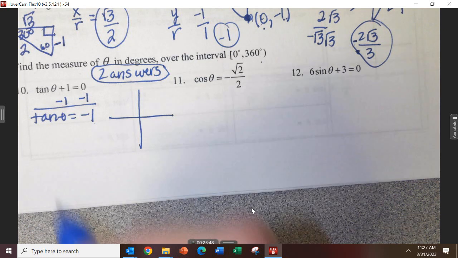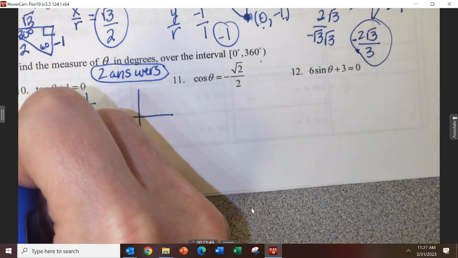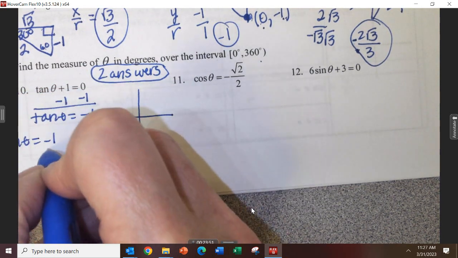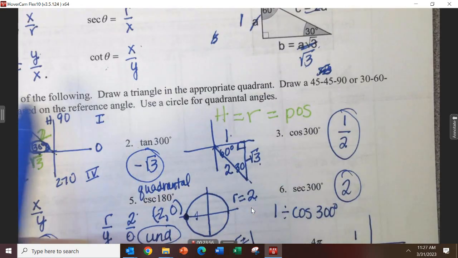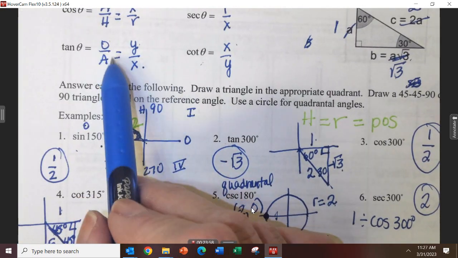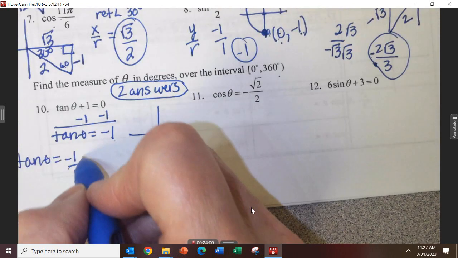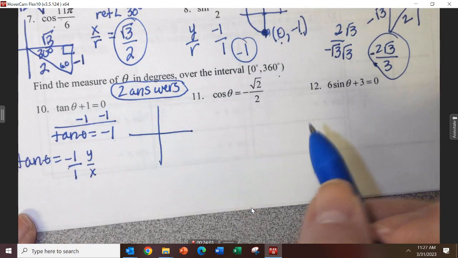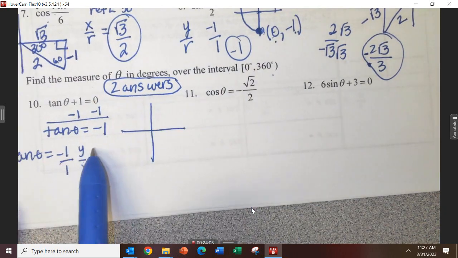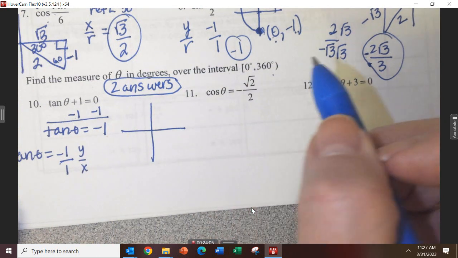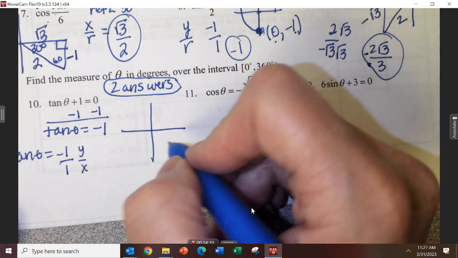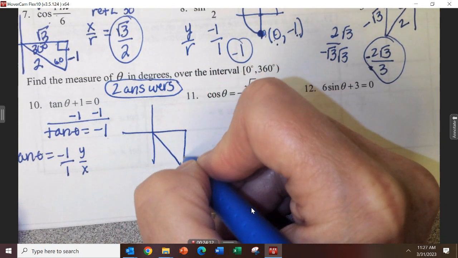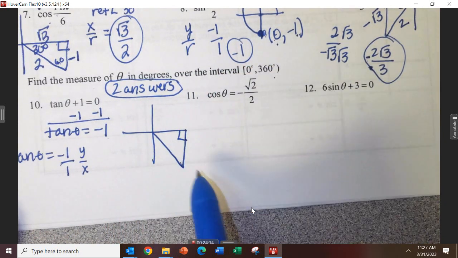All right, let's do it together then. Tangent of theta we know has to be -1. What's underneath the -1? 1. I look up here and I see what tangent is. Tangent's opposite over adjacent, y over x. So y over x. Which quadrant would have y negative and x positive? Quadrant 4, right. So I'm going to draw a picture, just like always.